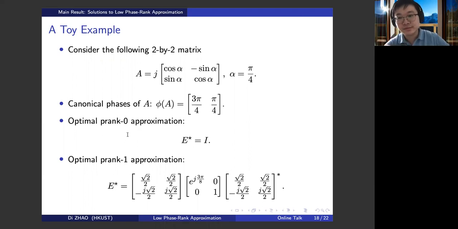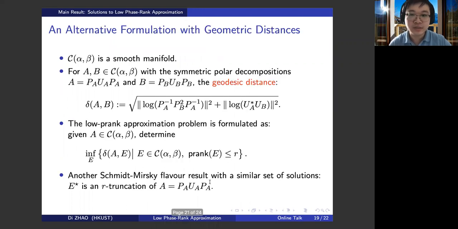We see that this solution is not very nice, because we may hope that it should contain all the phase information rather than half of it. So if we want a better way to characterize the solution, we may need to formulate the low phase rank approximation in an alternative way like this. First of all, let's admit a fact: the set of all sectorial matrices in this interval forms a smooth manifold with a certain metric that is defined on this set.